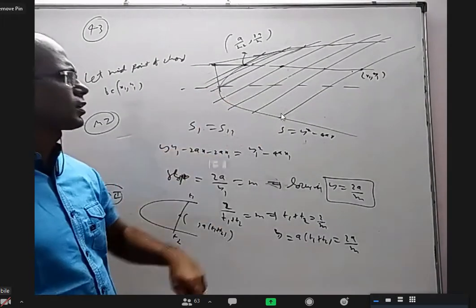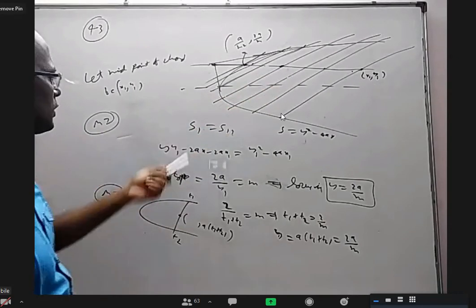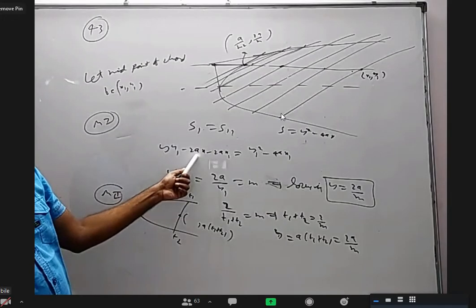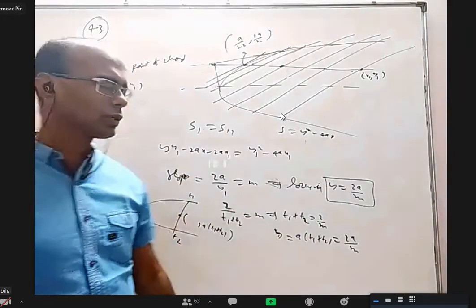Okay, I took a lot of parallel chords. I want the locus of that midpoint. Their slope is m. Take the midpoint as x1, y1. The equation of the chord is T equal to S1. Find its slope, minus of x coefficient by y coefficient, and equate it to m. We got the locus as y equal to 2a by m.